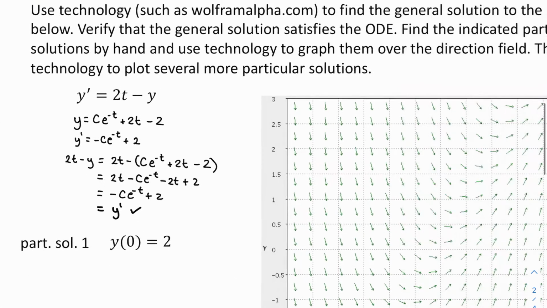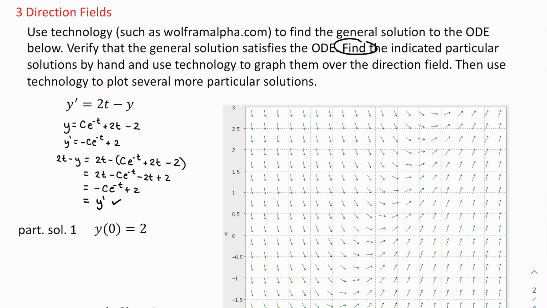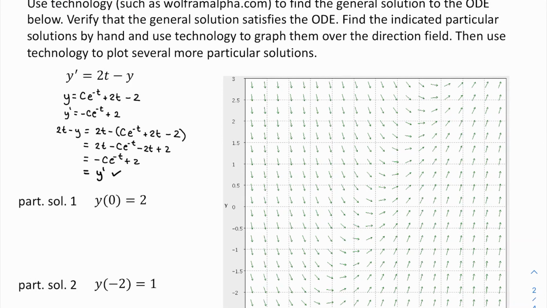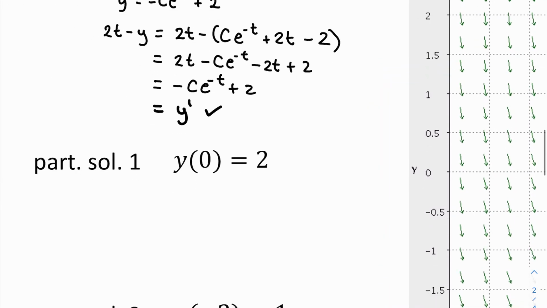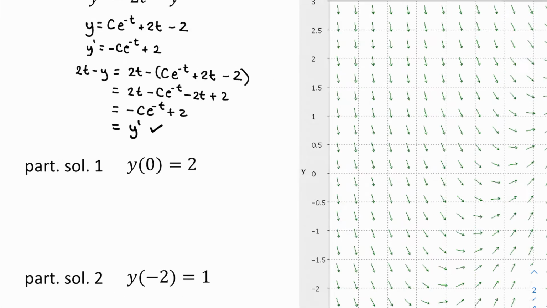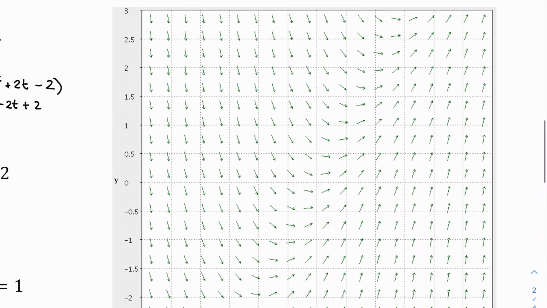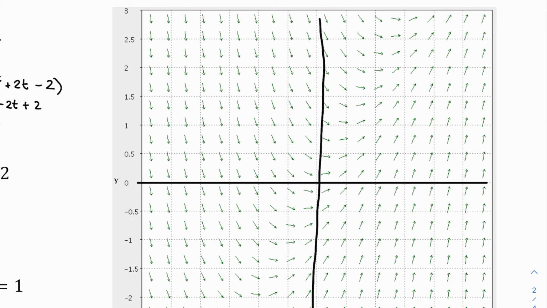Now we're going to work by hand, following the instructions. It says, find the indicated particular solutions by hand and use technology to graph them over the direction field. I've already imported the direction field here into our notes. This is the one we just produced using the dfield.jar program. For the first particular solution, we want our solution to go through the point 0, 2. Y of 0 will be 2. It's tricky to track the axes down here, so let me put them in a little more obviously. There's the horizontal axis, the t-axis, and here's the vertical axis, the y-axis.